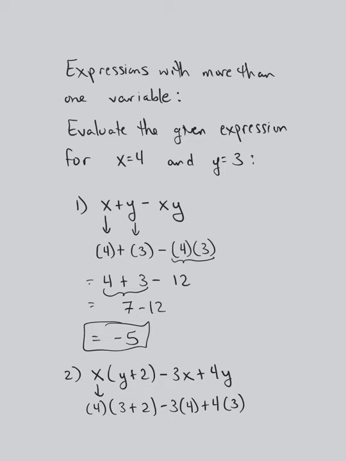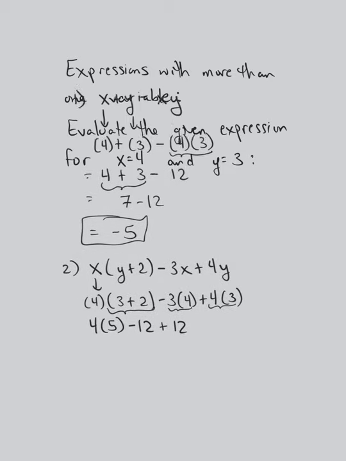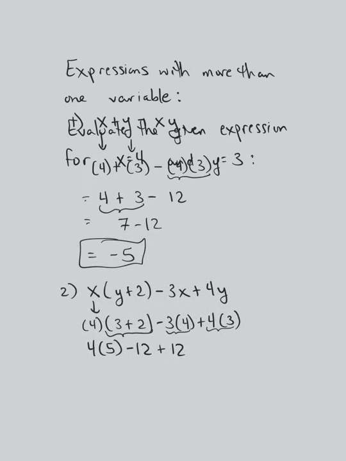Notice those single numbers in parentheses. That's just from filling in. We don't have an operation. Here's where I have parentheses in my order of operations. So I have 4 times 3 plus 2 is 5. So I have 4 times 5. Here's another multiply. So I have minus 12. And then I have another multiply. That's plus 12. Okay? And so let's see if I can just do this. There we go. Sorry about the overlap.